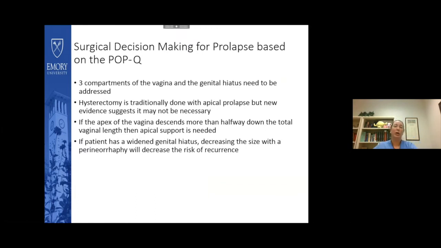So what are your big surgical decision makings for prolapse based on? Well, there's 3 compartments and the genital hiatus needs to be addressed. So anterior, apical, posterior. Your hysterectomy is traditionally done if they have apical prolapse, but we actually have some really nice new studies that show it may not be necessary. So you can do a uterosacral vault suspension and just leave the uterus in place.